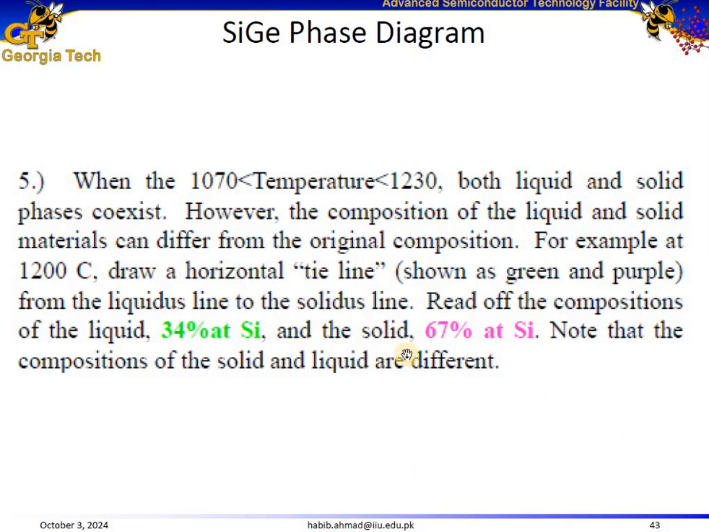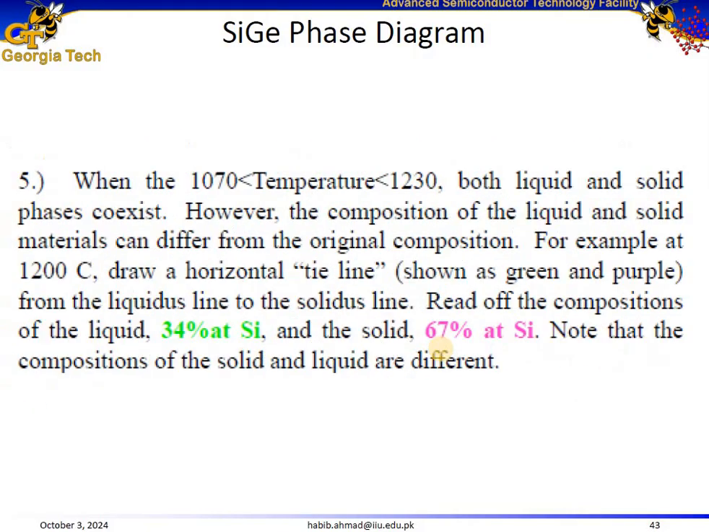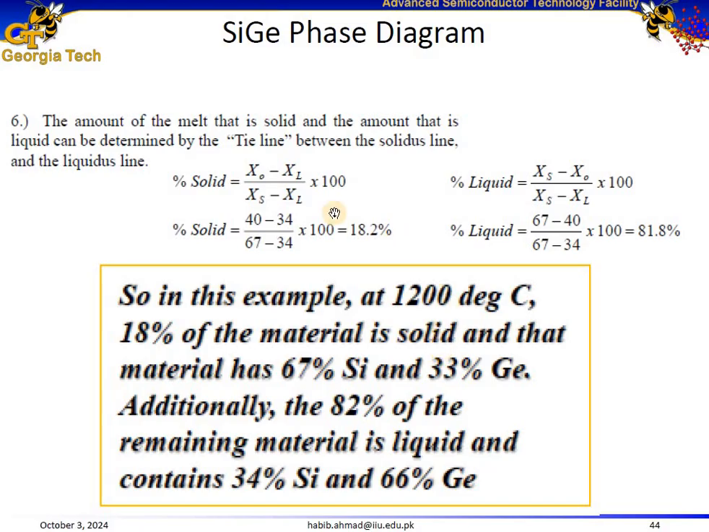As we saw, read off the compositions: in the liquid we have 34% silicon, and in the solid we have 67% silicon. So we can note down these compositions. 67% silicon in the solid, and 34% silicon in the liquid part. In order to address the next question, how much is solid and how much is liquid, we are going to use some formulas.